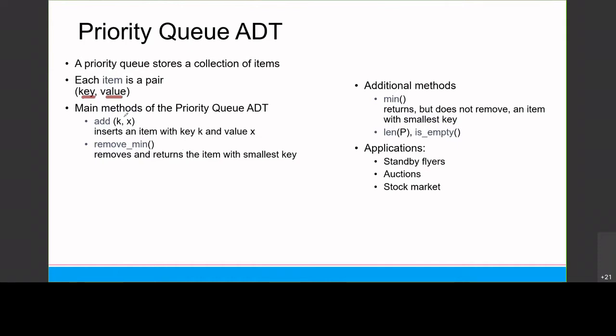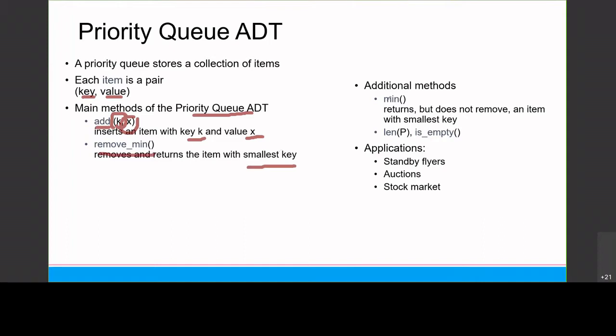There are two main methods in the priority queue. We will add, so we want to add something. What is something? We want to add K, which is the key, and then we want to add X, which is the value. For example, you want to add a person into one queue. And then we want to remove min. Remove min means removing the smallest key. So let's assume that the smallest number is the higher priority.